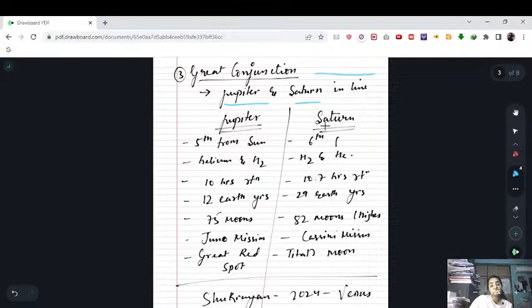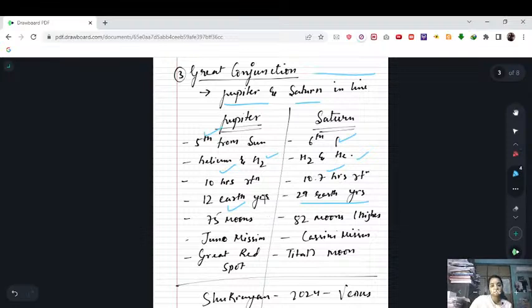Now we'll see the difference between Jupiter and Saturn. Jupiter is 5th from the Sun, Saturn is 6th. Both of them are made of helium and H2, hydrogen. Jupiter takes 10 hours for rotation and Saturn takes 10.7 hours for rotation. Jupiter takes 12 Earth years for revolution and Saturn takes 29 Earth years for revolution.